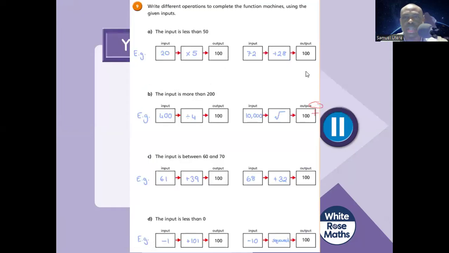Okay. This is the answer for question 9. I'm sure you've done your work and you're now checking your answers. Here you're told to write different operations to complete the function machines using the given inputs. So just different operations to check the function machines to give different outputs. You can have many different examples, as many as you can. Have a practice with your numbers, using your number skills which you would have learned in primary school, or in any year you have been.